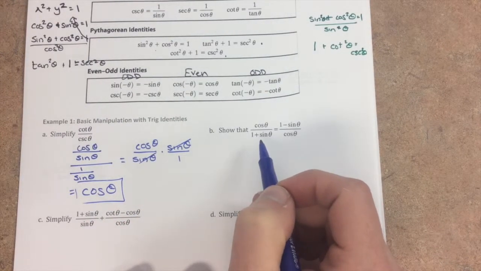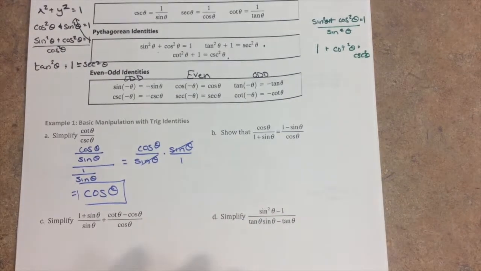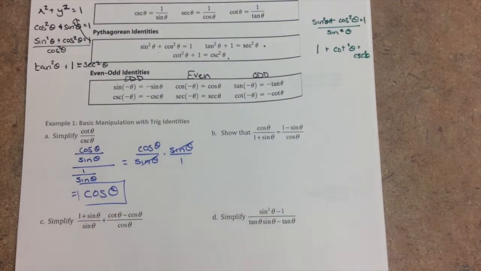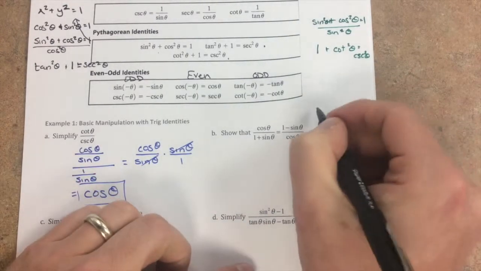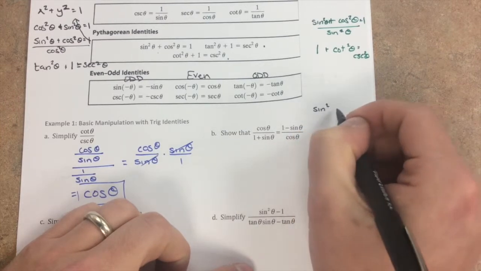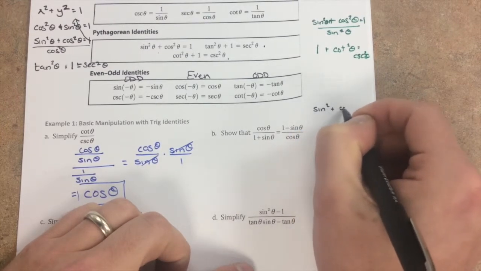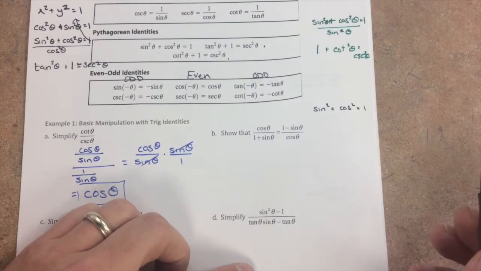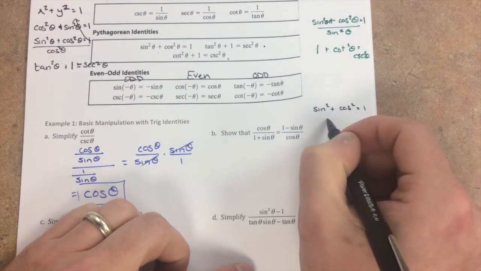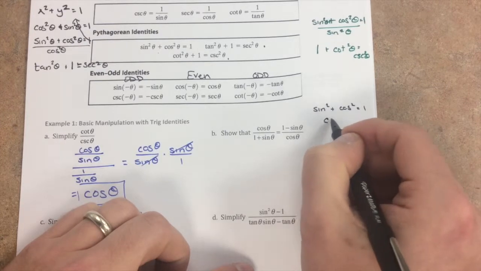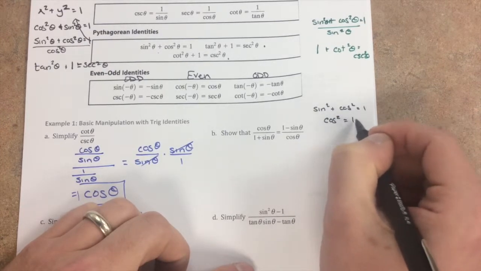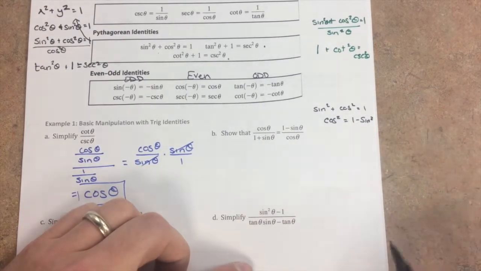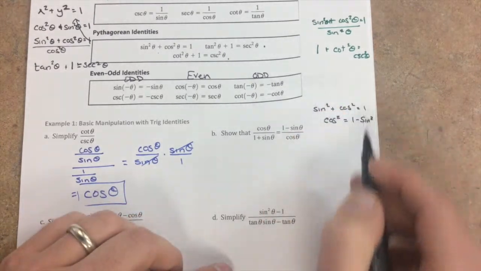Show that these two are equivalent. Now, at first they might not look like each other at all, but I want to use the fact that sine squared plus cosine squared equals 1. Or another way of saying that, if I subtract the sine squared from both sides, I get cosine squared equals 1 minus sine squared. That's just a little manipulation.